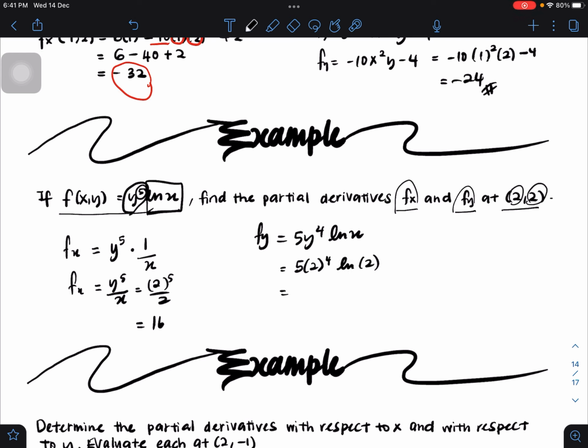So 2 to the power of 4 is 16. 16 times 5 is 80, right? Okay, 80 ln 2. So you can calculate with your calculator. 80 ln 2 is about 55 point something. Just check what is the value of 80 ln 2. So this one is your partial derivative in the direction of y at point 2, 2. This one is your partial derivative in the direction of x at point 2, 2.